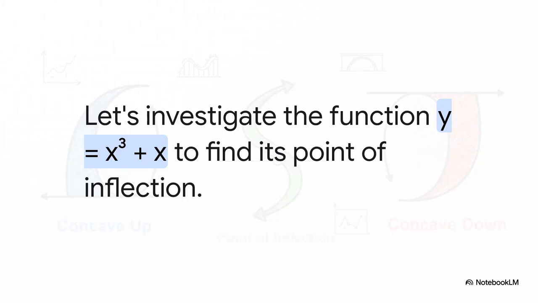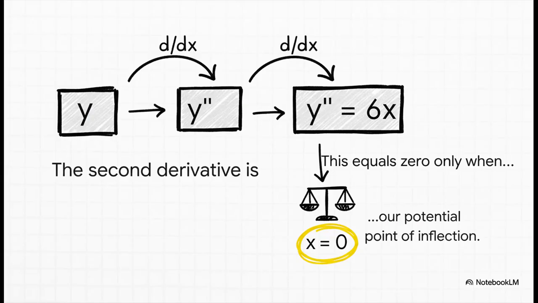Okay, enough theory, let's make this real. We're going to take a look at a classic example, y equals x cubed plus x. Let's go hunt for its point of inflection. All right, first things first, we need that second derivative. So the first derivative, y prime, is 3x squared plus 1. Easy enough. Now we take the derivative of that, and we get our second derivative, y double prime, which is just 6x.